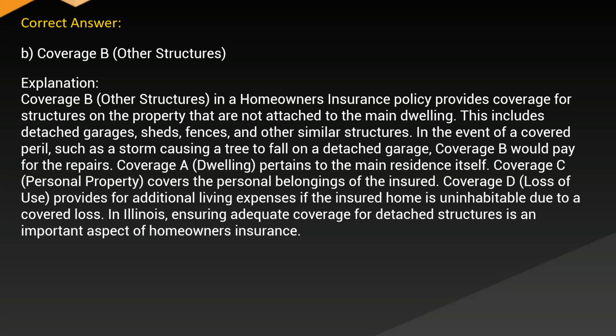Coverage A, dwelling, pertains to the main residence itself. Coverage C, personal property, covers the personal belongings of the insured. Coverage D, loss of use, provides for additional living expenses if the insured home is uninhabitable due to a covered loss. In Illinois, ensuring adequate coverage for detached structures is an important aspect of homeowners insurance.